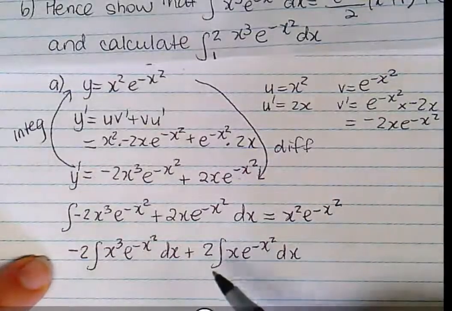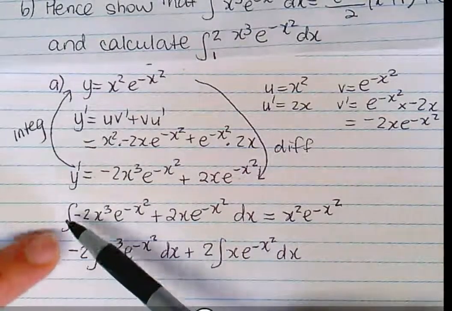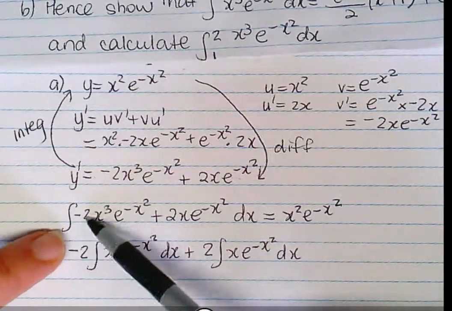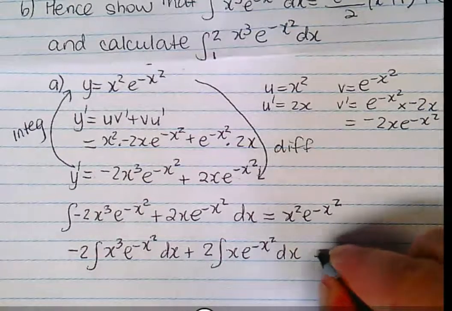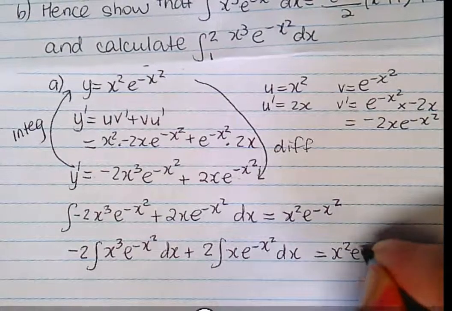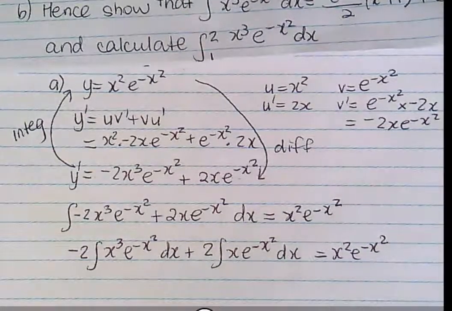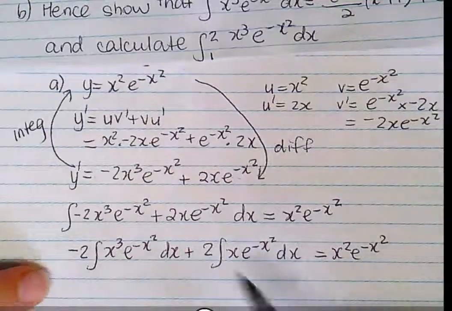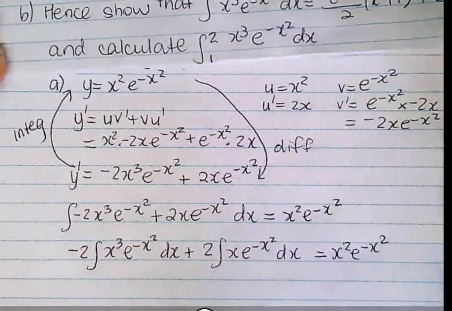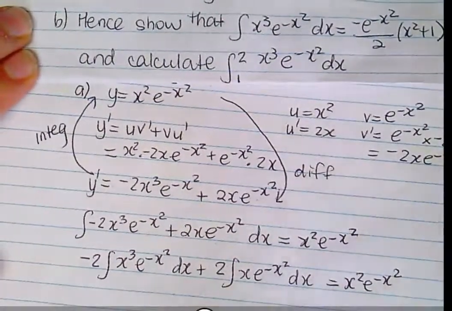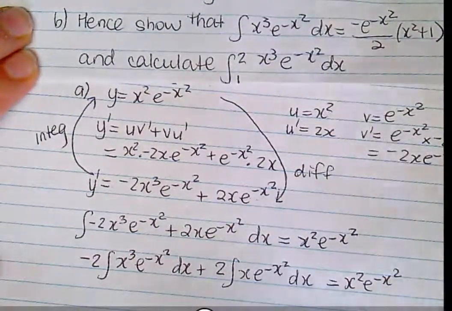Remember, these 2's are just constants. So the integral of negative 2 times that is the same as negative 2 times the integral of that. So the constant does not affect the integration. So just breaking this up and taking the constants out, I've got that. Notice I'm trying to integrate, the question is to integrate x cubed e to the negative x squared.